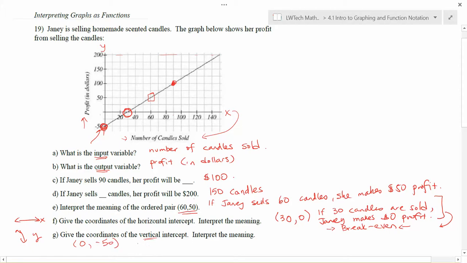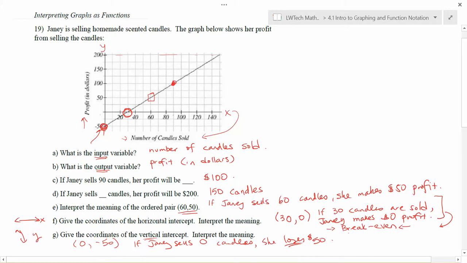To interpret the meaning, in this case, 0 is the x value. So if Janie sells 0 candles, she loses, that's where that negative comes in. She's going to lose $50 in her investment. She doesn't make any profit at all.